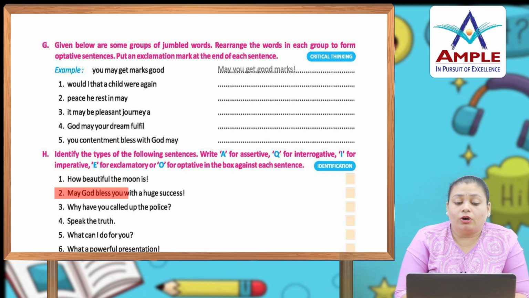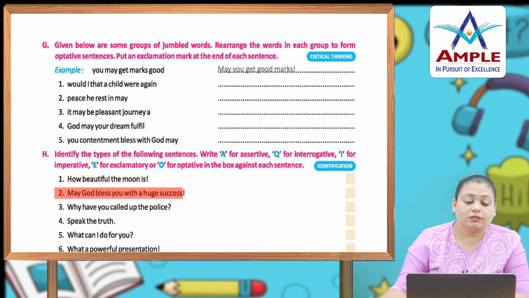Number 2, may God bless you with a huge success. It's an optative sentence. Okay, now read the rest of the questions and you can easily identify whether they are assertive, interrogative, imperative, exclamatory, or optative, and write down in the given box.